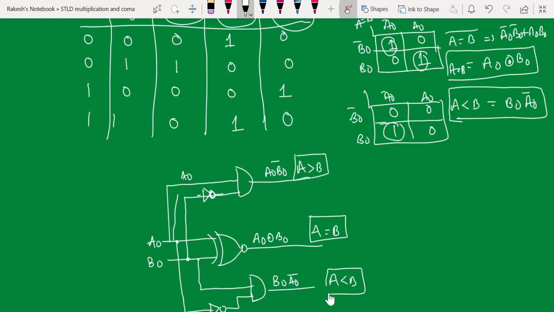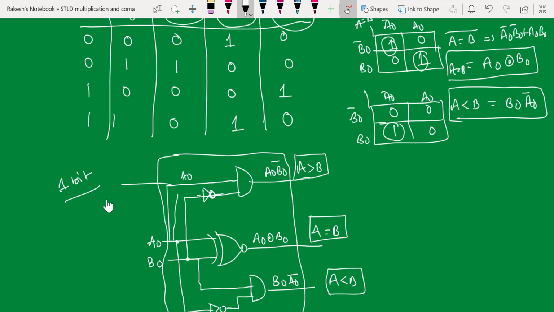So now if I look at here, this entire thing will be in the box. So this entire circuit is nothing but one bit comparator circuit, and it is going to produce three outputs: A greater than B, A equals to B, and A less than B. Now I'm going to show you the DEET software simulation of one bit comparator in a moment.